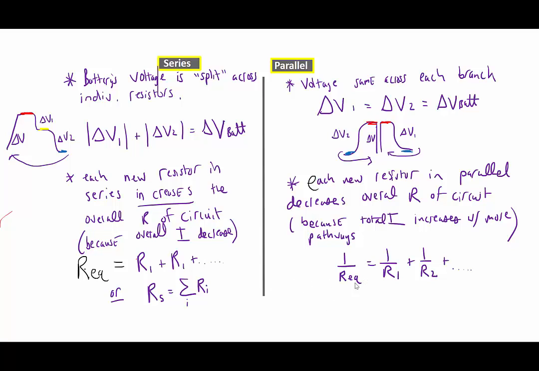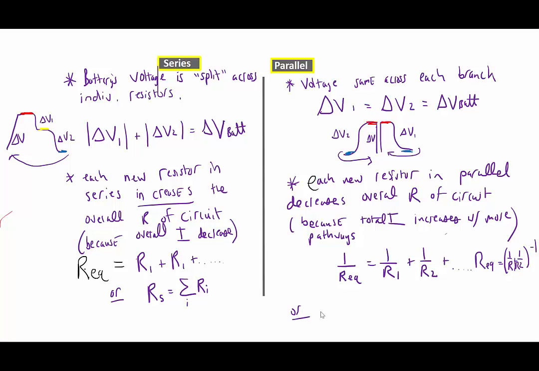So I can hit all these with a -1. In other words, the equivalent resistance is equal to all those reciprocals added together, to the -1. That's one way we can find that equivalent resistance.